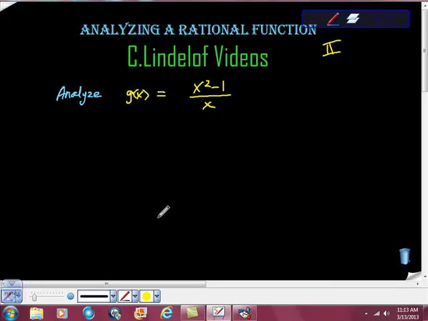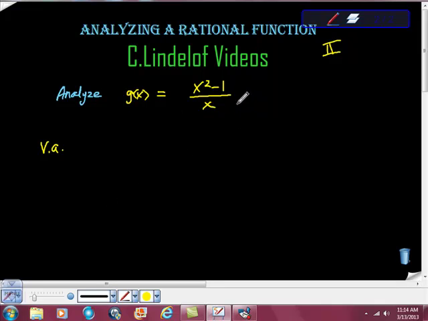All right, analyzing a rational function, part 2. Your professor gives you this function, g of x is equal to x squared minus 1 over x, and asks you to analyze this function. As we analyze it, we're going to look for some specific things. Your professor would expect you to know where the vertical asymptotes are, remembering that a vertical asymptote is a line that a function approaches but can't get through. It's a vertical line.